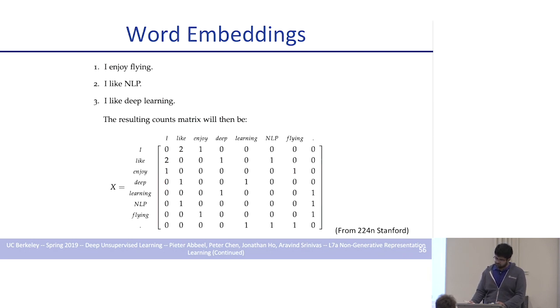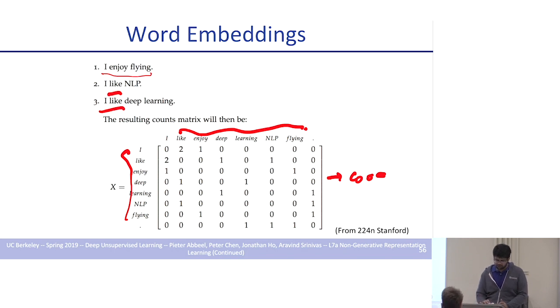One way people used to work with this was to take documents. Documents are basically sentences. So a sentence is also a document. So if you have a sentence like, I enjoy flying, you can construct a matrix like this, where there's a bunch of terms and documents, and you just have an encoding for how many times each word occurred there. Actually, this is a co-occurrence matrix, where you just construct how many times I and like occur together, which is two here. How many times I and enjoy occur together, which is one. How many times, say, learning and deep. So these kinds of co-occurrence patterns.